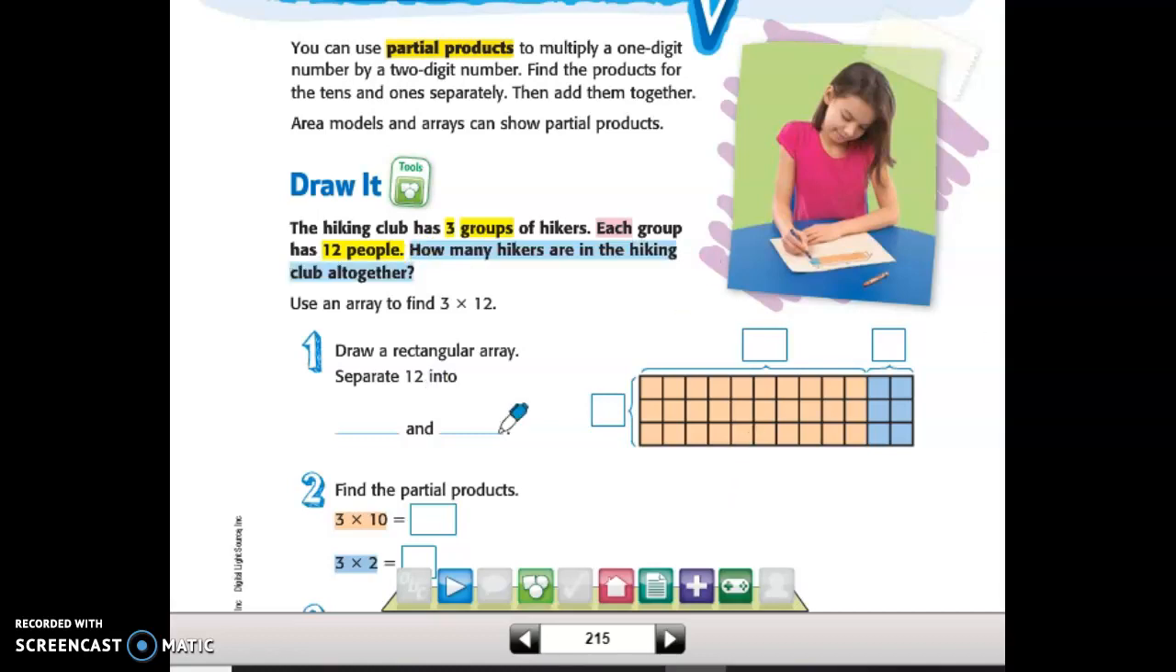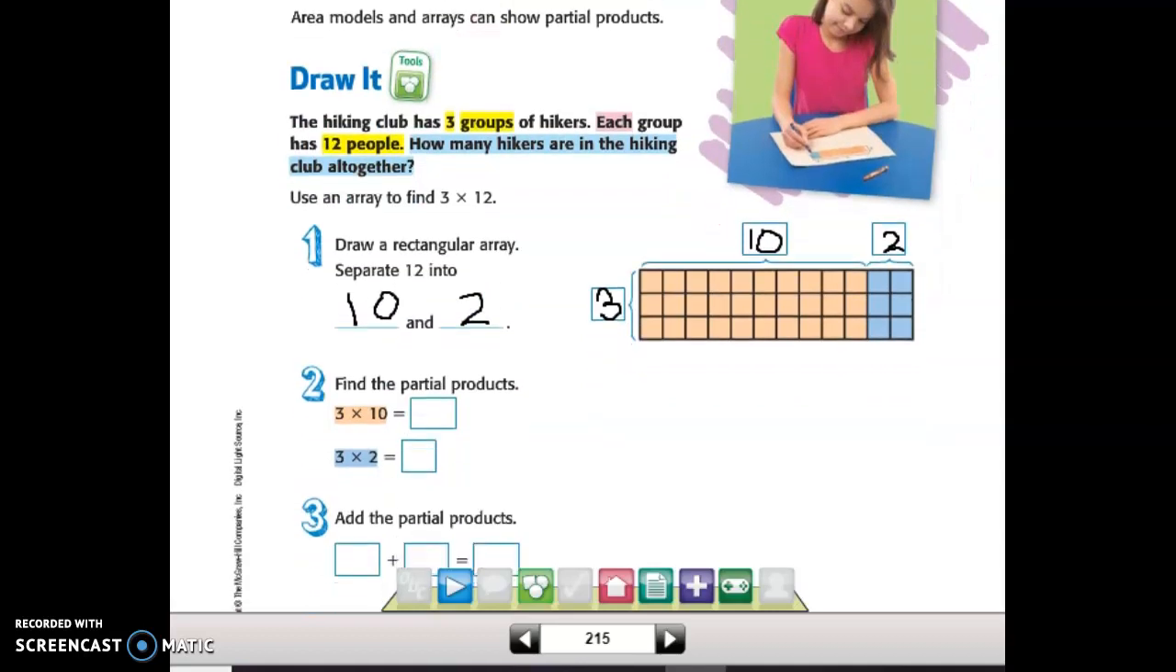So instead of doing 3 times 12, because if it was a bigger number, that could be more challenging, we've got our area, and we've got 1, 2, 3 rows. And we've got 12 across, but instead of writing 12, we're going to separate it into the tens place and the ones place. So now instead of solving 3 times 12, we're going to solve 3 times 10 and 3 times 2. So we separated it into 10 and 2.